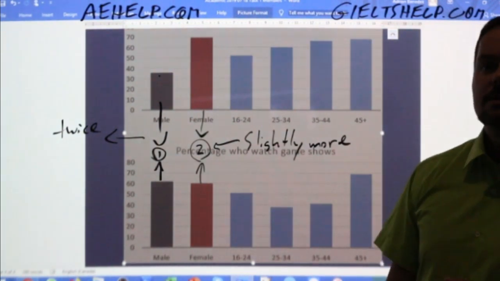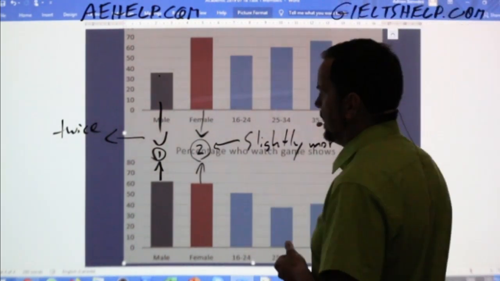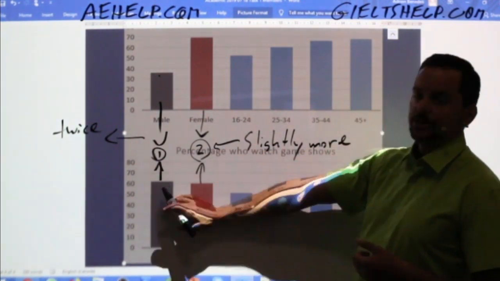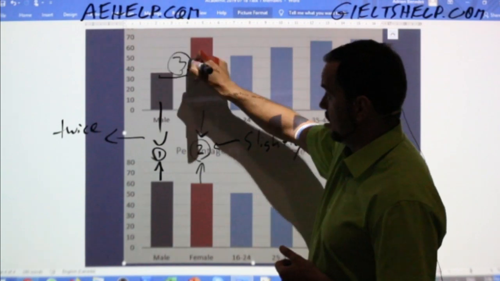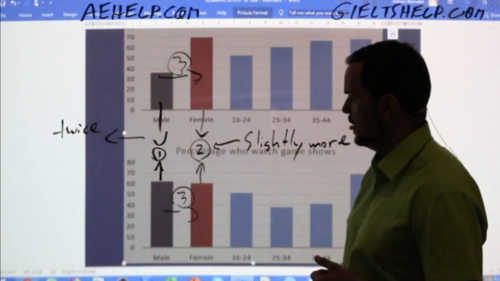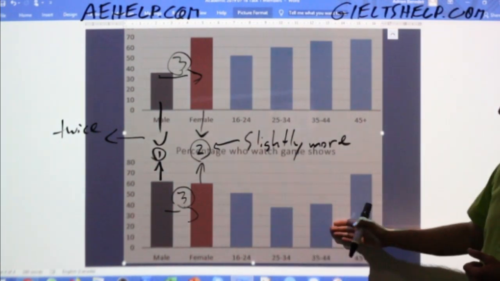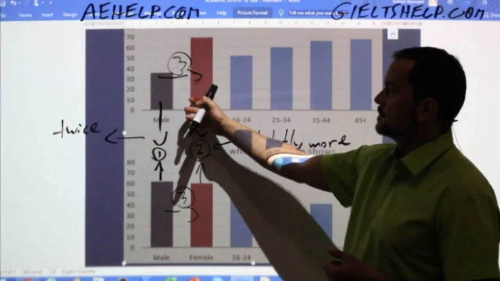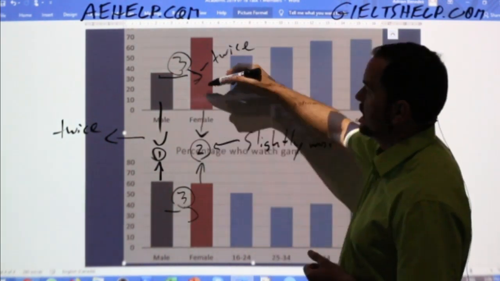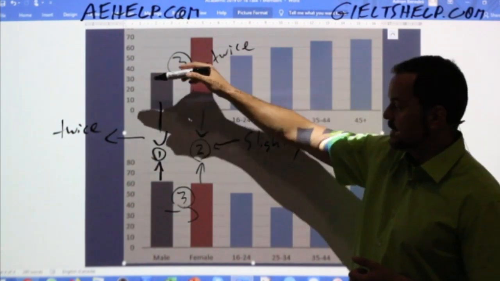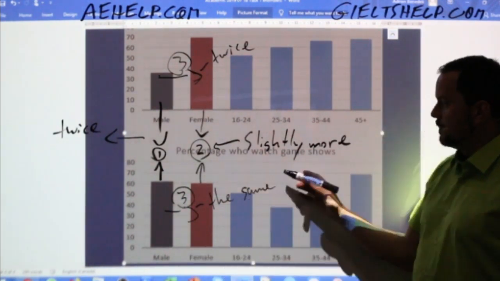All right, so some of you are saying age groups 25 to 34. Okay, we have to be really careful here, students, because we started with genders, right? So for our third point of comparison, it might make sense to compare between genders in the two graphs. So before I jump to discussing age groups, it might make more sense to explain that twice as many females watch reality TV shows as males, and here roughly the same amount of men and women watch game shows.